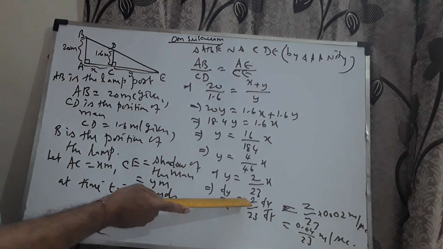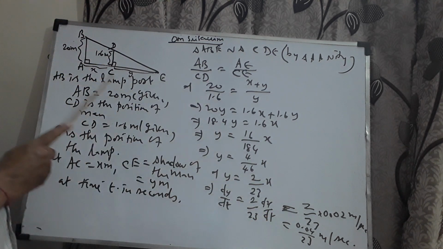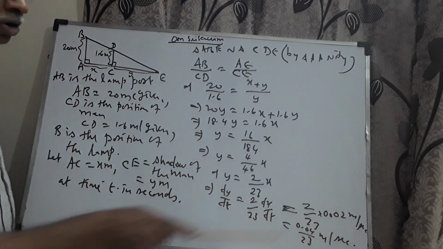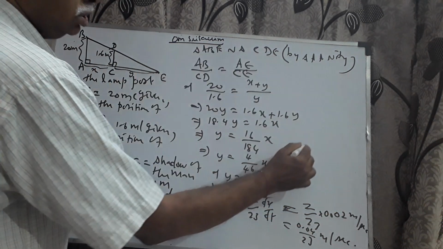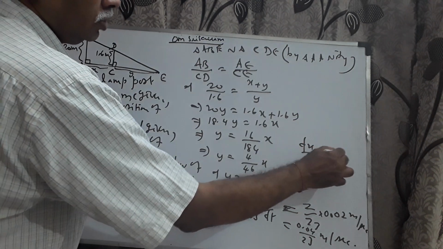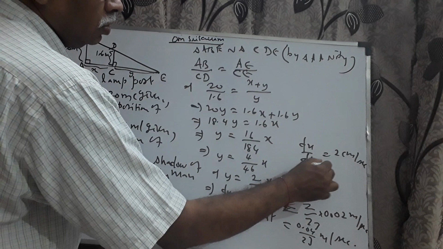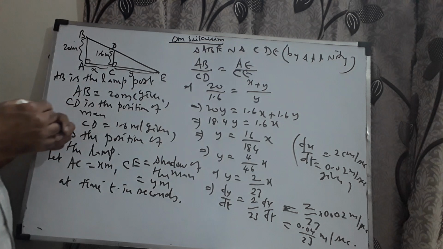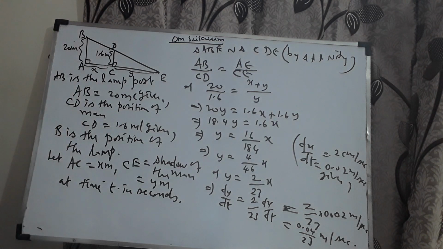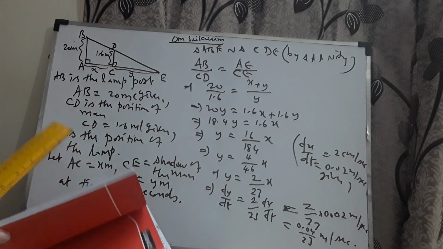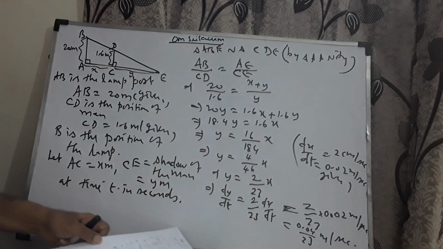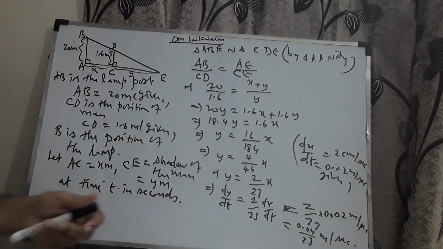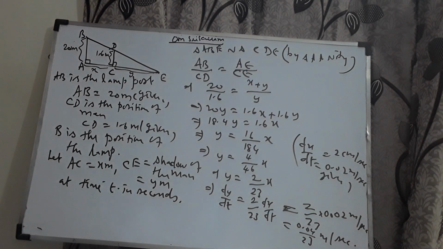Now dy by dt is nothing but 2 by 23 dx by dt. But dx by dt is already given to be 0.02 meter per second. If you want, you can write dx by dt is equal to 2 centimeter per second is equal to 0.02 meter per second. This is given. You can write the bracket somewhere else. Therefore, give the conclusion in words. The shadow of the man is increasing at the rate of 0.04 by 23 meter per second or 2 by 23 centimeter per second. Either way you can write. Both are correct.